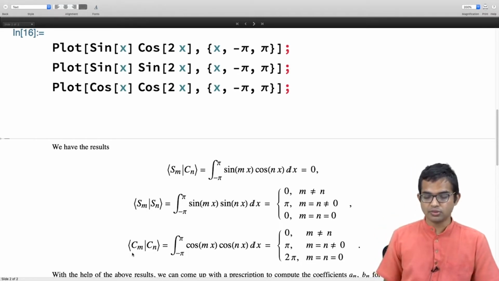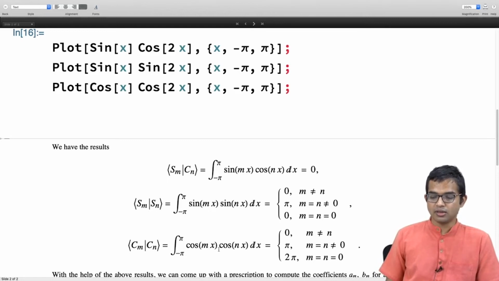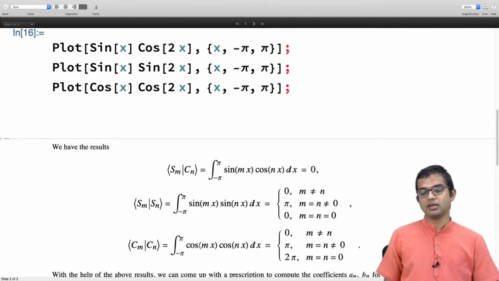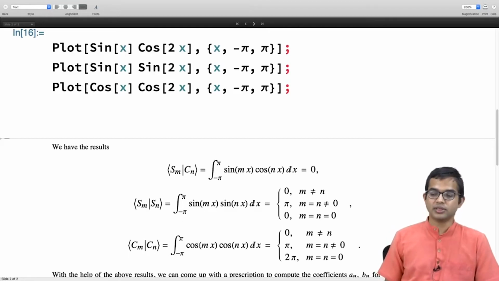And likewise, when you do the integral of cosine of mx times cosine of nx dx, the inner product of Cm with Cn, you would get 0 if m is not equal to n. But if m equals n, there are two further cases. If m equals n equals 0, then you're integrating 1 from minus pi to plus pi, so it is going to be 2 pi. On the other hand, if you're integrating cos squared x dx, it's the same as sine squared x dx, and then you'll get a pi. If m equals n not equal to 0, then you get a pi.